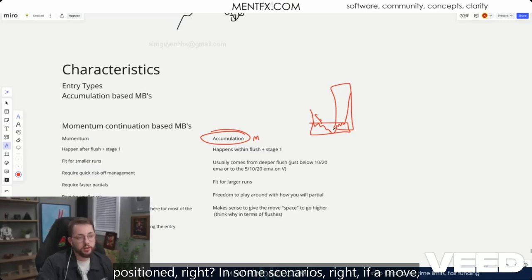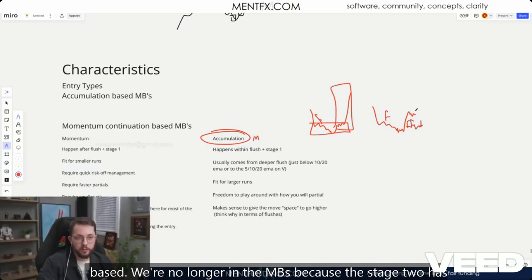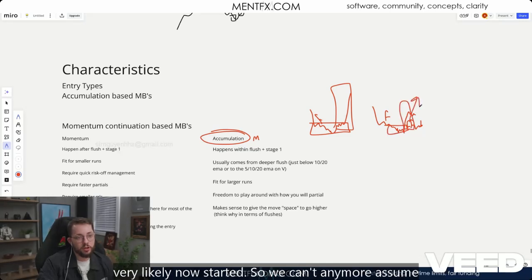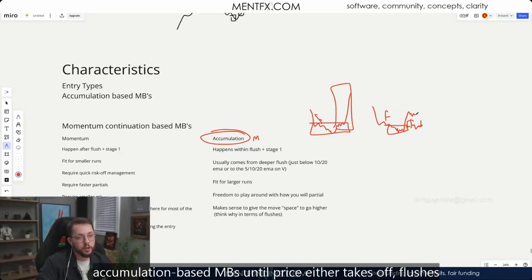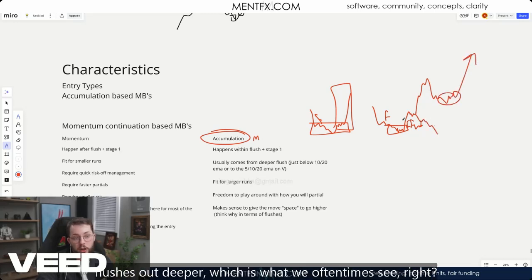In some scenarios, right, if a move, let's say, flushes out, maybe makes an MB, but then never really makes an MB here. Instead, maybe it's like an FF MB. And we just missed that trade, right? By the time it's doing this, we know we're now in momentum-based. We're no longer in the accumulation MBs because stage 2 has very likely now started. So we can't assume accumulation-based MBs anymore until price either takes off, flushes out, and gives us new entries around here, or until it flushes out deeper, which is what we oftentimes see, right?